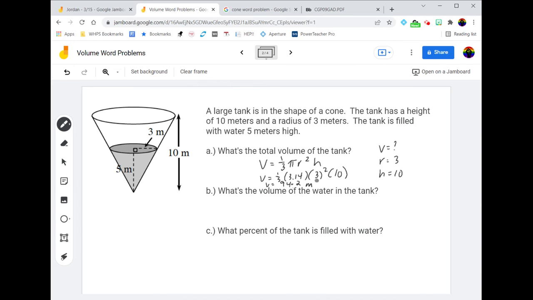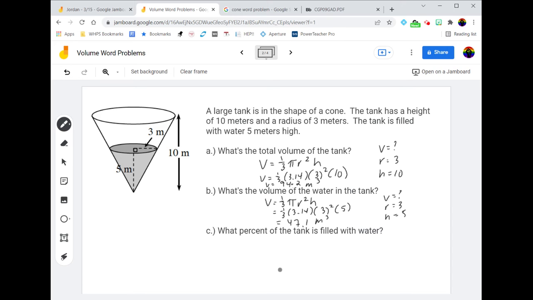and I'm going to get that the volume of the entire tank is 94.2 meters cubed. The next one is asking us to find the volume of the water in the tank. I'm going to use the cone formula again. I don't know the volume. I know the radius is 3, and I know the height of the water is 5. So it's 1/3 times 3.14 times the radius squared times the height. I'm going to plug that into my calculator, and I get that the volume of just the portion with the water is 47.1.